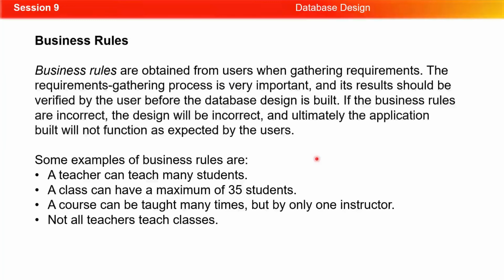Some examples of business rules are, again, a teacher can teach many students, a class can have a maximum of 35, a course can be taught many times but only by one instructor, and not all instructors teach classes. So again, these are more examples of enterprise type rules and requirements that we look to implement through our application and database design.